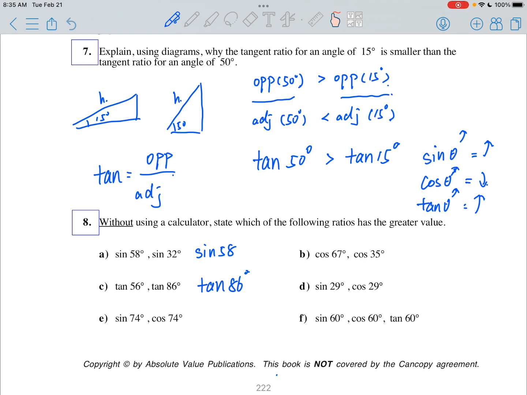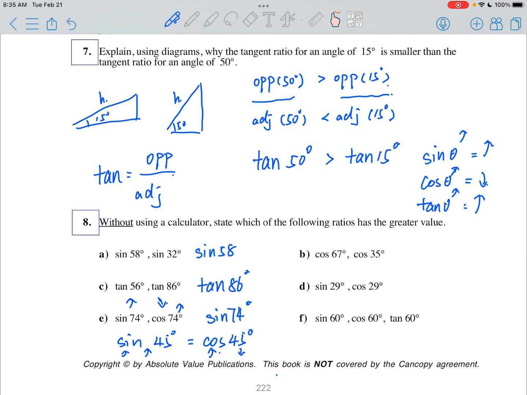And we know, for the sine 74, when the angle gets larger the value gets larger, and for the cosine, when the degree gets larger the value gets smaller, so sine 74 is larger. And you need to know that when the degree is 45, sine equals cosine. When the degree gets larger than 45, the sine is larger, and when the degree gets smaller than 45, the cosine is larger.